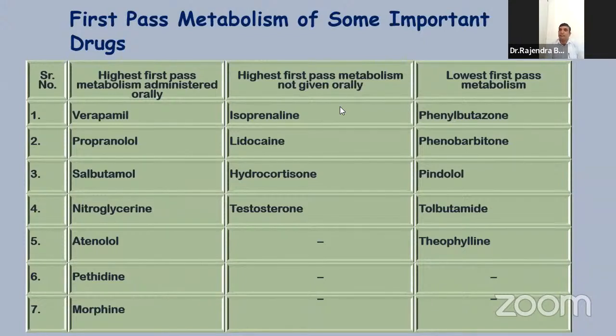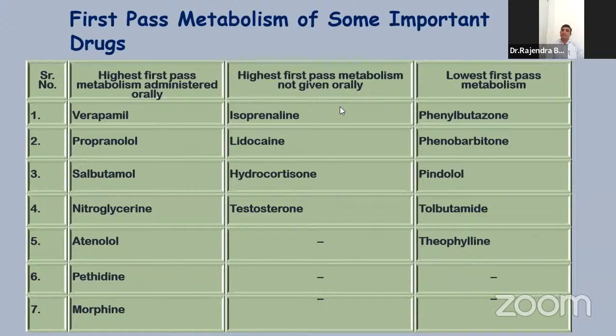Verapamil, propranolol, we already discussed. Salbutamol. What is salbutamol? Salbutamol, salmeterol, bambuterol. These are the selective beta 2 agonists, right? So salbutamol, salmeterol, terbutaline, these are the selective beta 2 agonists. What do you know about the selective beta 1 agonist? That is dobutamine. Nitroglycerin we already discussed.